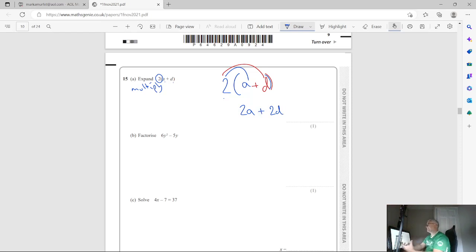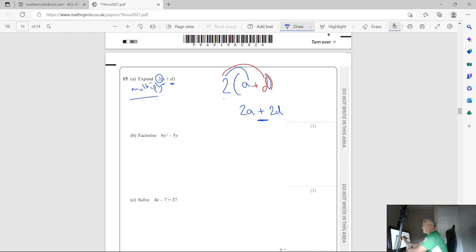I can't put A's and D's in the same pot. They're different things, so I can't combine them. I can only combine them if I'm multiplying, and that's multiplying between the terms. So if it was 2A times 2D, I could combine them then, but I can't if they're 2 different terms. So I've got A plus D, so I have to leave them as 2 separate terms.